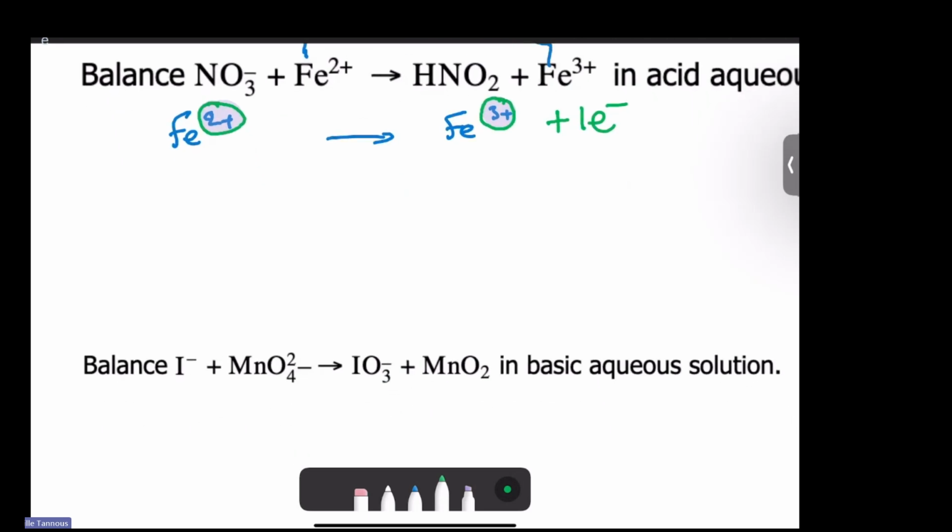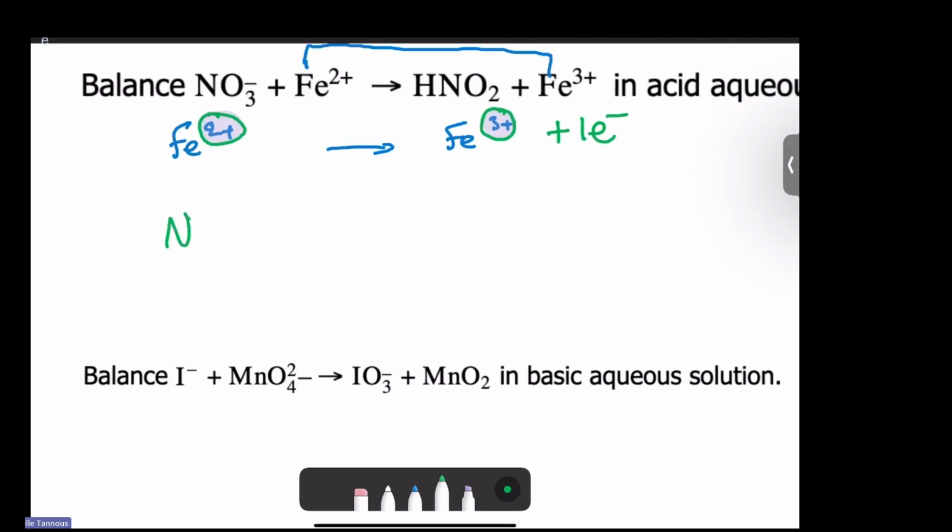Next, NO3 minus to HNO2. You have to do the balancing in order. You cannot miss a step. You cannot put a step before the other one. So first we start balancing atoms other than H and O. So 1N, 1N, N is good.